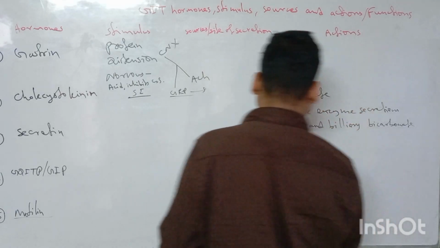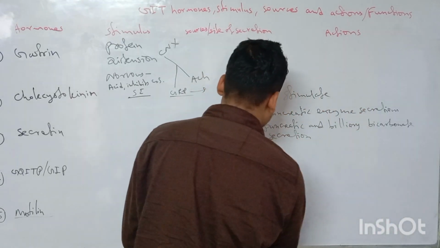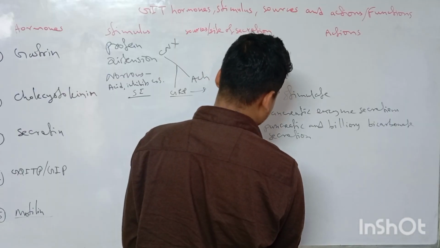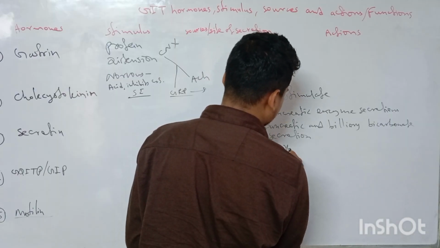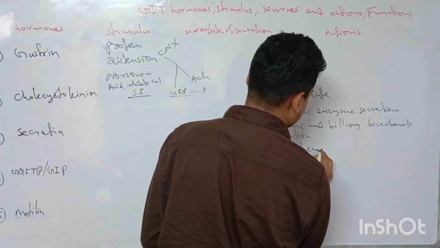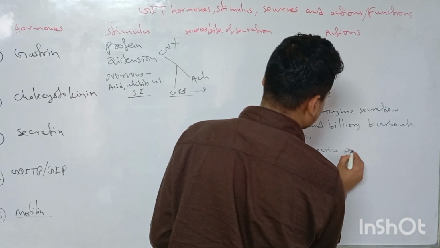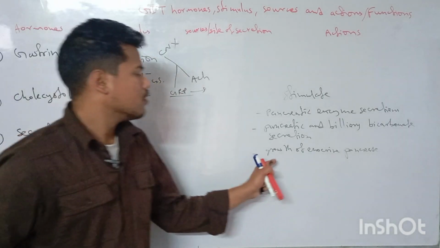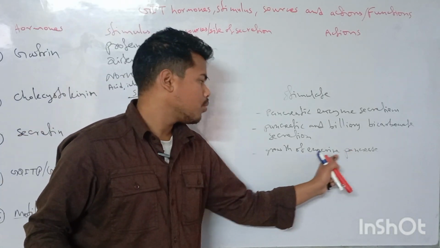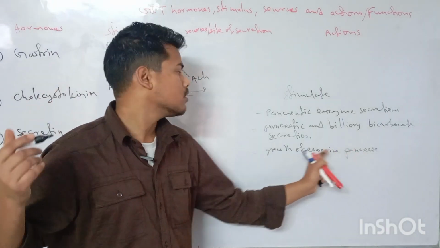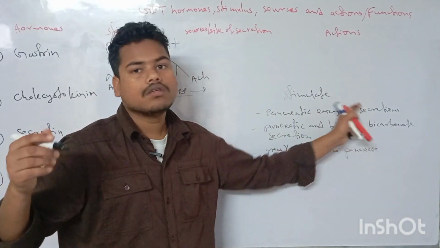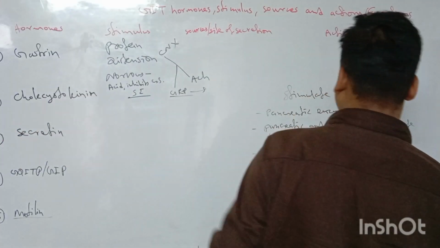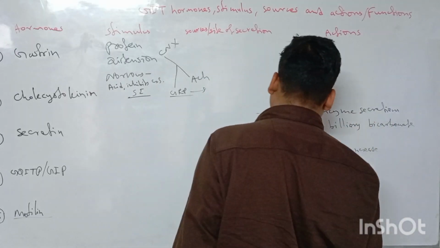Then it will also cause the growth of the pancreas, stimulate growth of the exocrine pancreas. If there is proper growth of the exocrine part of the pancreas, then only will the pancreatic enzymes be secreted in adequate amounts. So it will cause the growth of the exocrine pancreas.